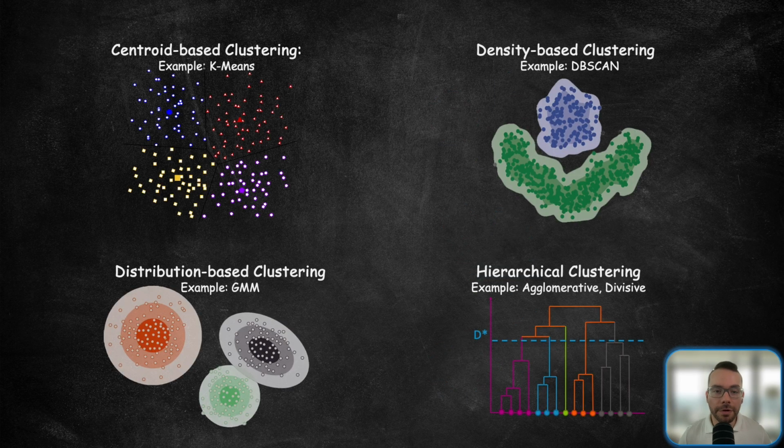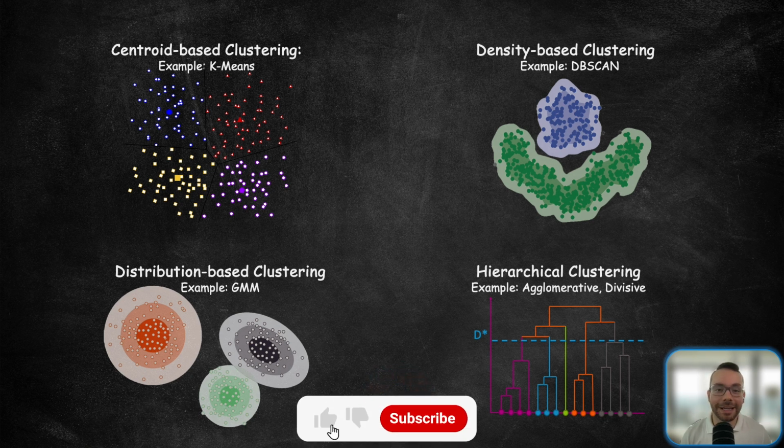So there are many different approaches to clustering. Centroid-based or distance-based clustering was just one, and k-means was the most popular method in this category. Distribution-based clustering is another choice, and GMM, or Gaussian Mixture Model, is the most popular method under this category. We also have density-based clustering, and DBSCAN is a notable example. And we have hierarchical clustering, where agglomerative and divisive algorithms are the two most popular models in that particular type of clustering.